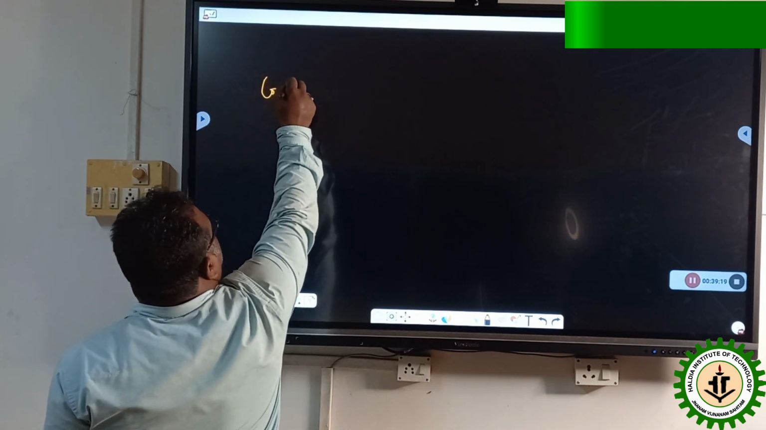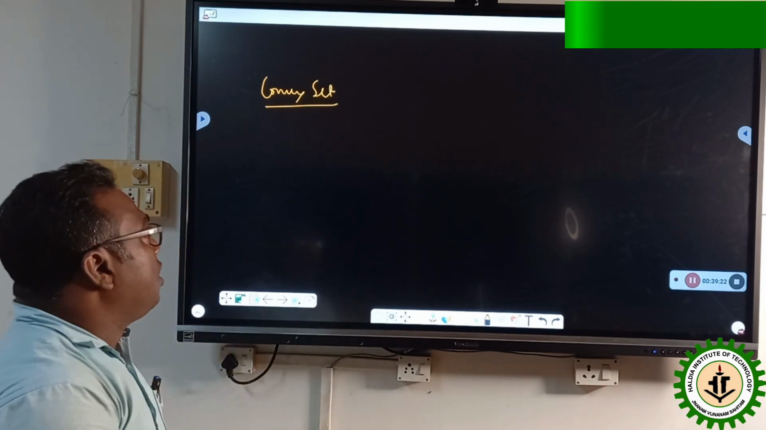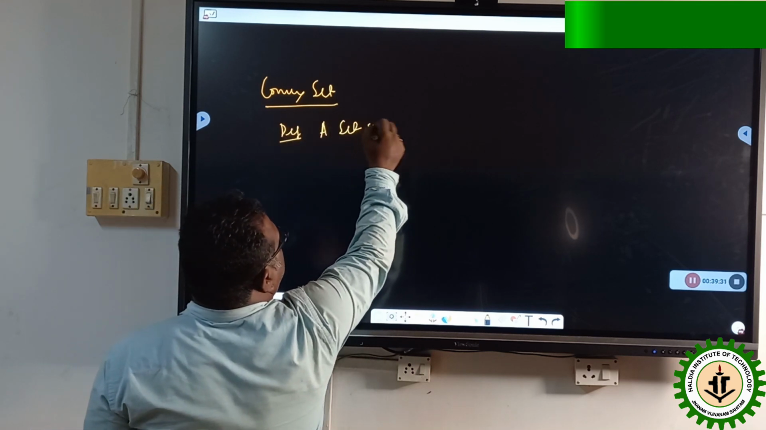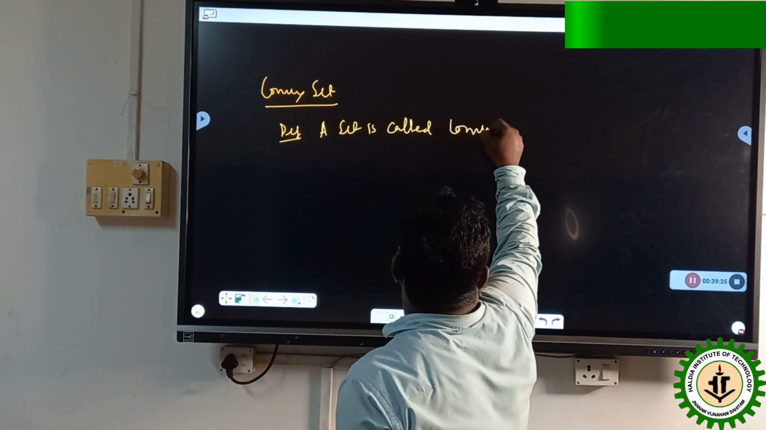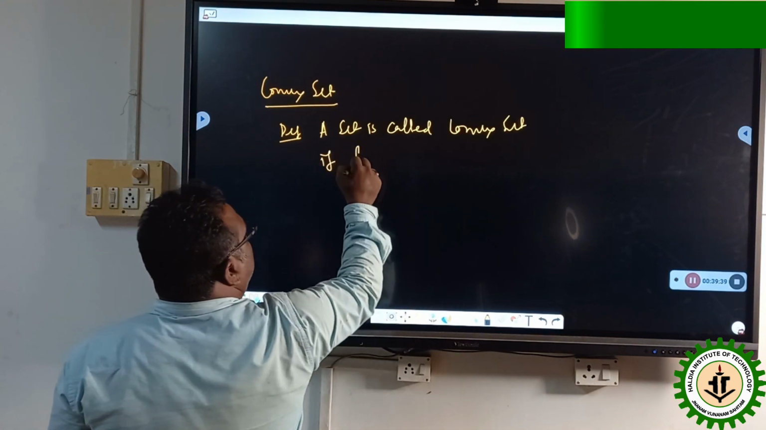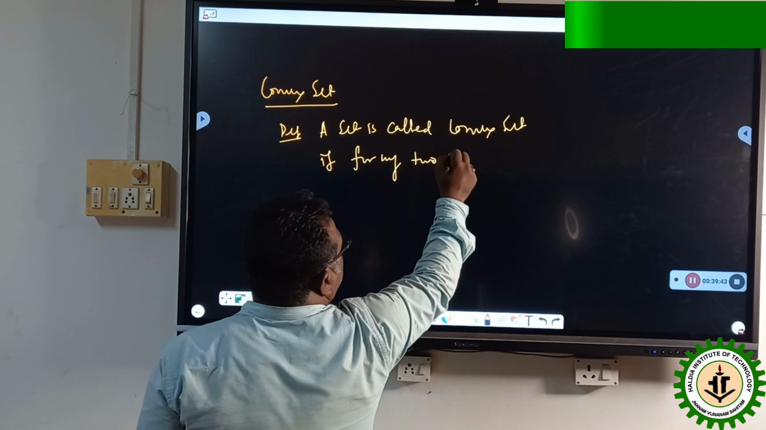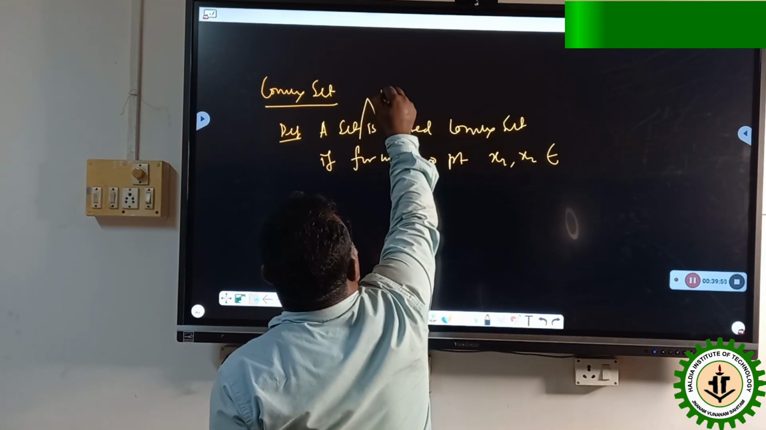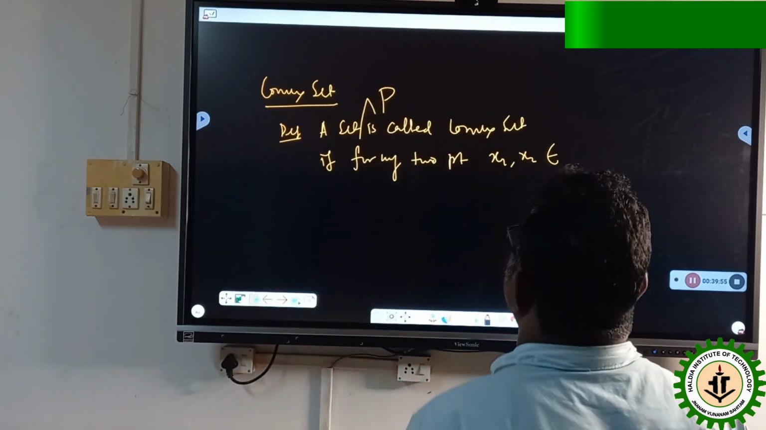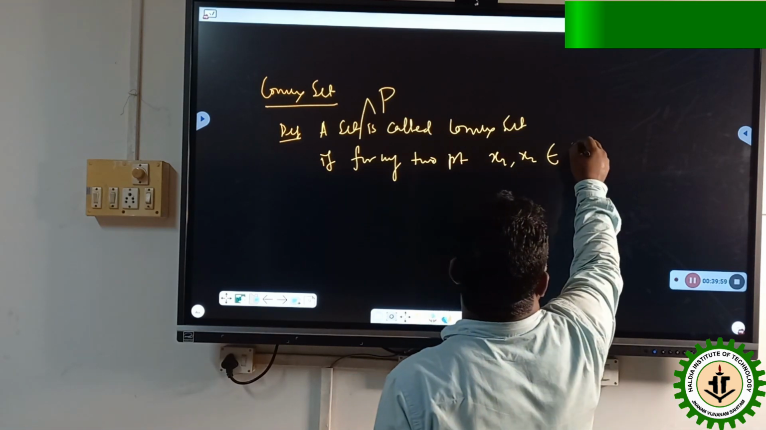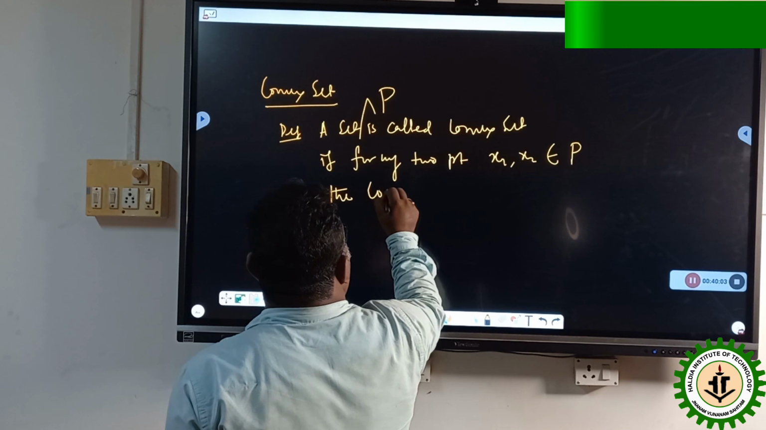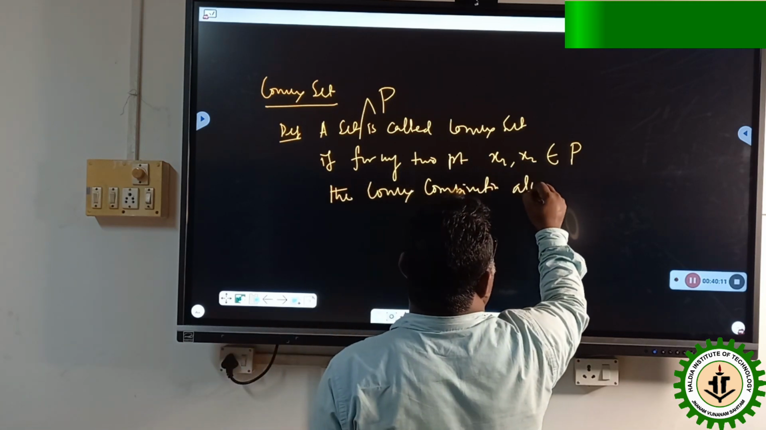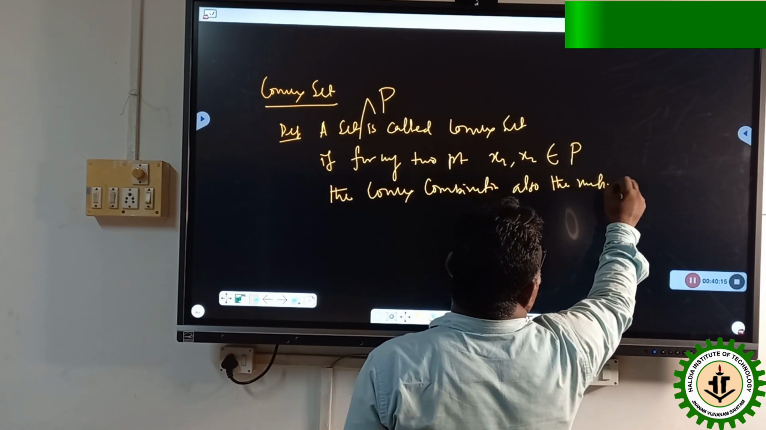So now we are going for the convex set. This is the definition: a set P is called a convex set if for any two points x1, x2 belonging to P, the convex combination is also a member of P.